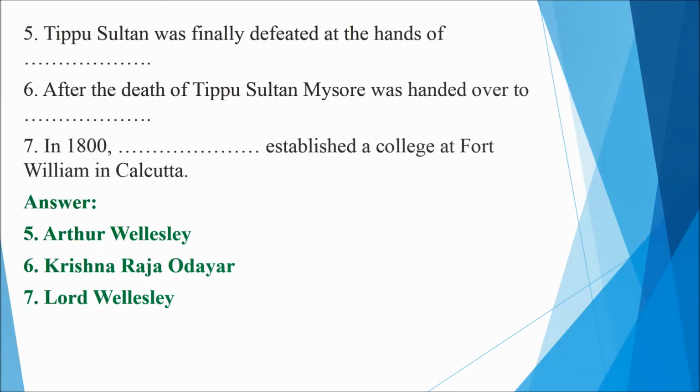Question number 5. Tipu Sultan was finally defeated at the hands of dash. So the answer is Arthur Wellesley. Question number 6. After the death of Tipu Sultan, Mysore was handed over to dash. So the answer is Krishna Raja Odayar. Question number 7. In 1800, dash established a college at Fort William in Calcutta. So the answer is Lord Wellesley.